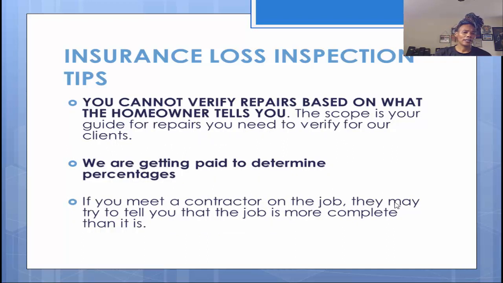All right, basically, I kind of went over this earlier. You cannot verify repairs based on what the homeowner tells you. The scope is your guide. All right. So use your scope. And if you don't have one, make sure you contact your vendor. Let them know that a scope is not attached to your work order, and they will get you one. Or again, you can also contact the homeowner to see if they have a copy and see if they can provide you a copy. But this scope is going to be very important, because this is your guide, so that you can verify those completed repairs for your client.